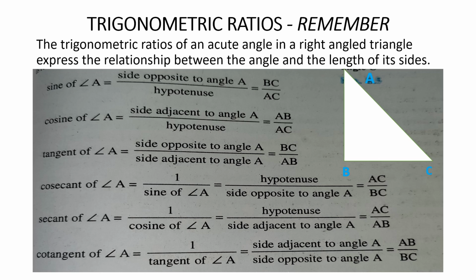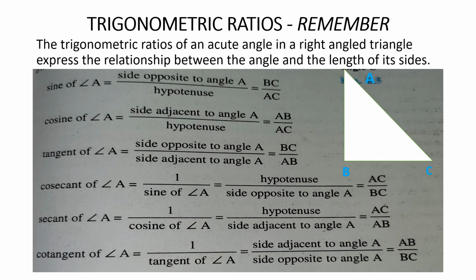Cosecant of angle A is 1 upon sine or hypotenuse upon opposite side, which is equal to AC upon BC. Secant of angle A is 1 upon cosine or hypotenuse upon adjacent side, which is equal to AC upon AB. And cotangent of angle A is 1 upon tangent, which is equal to adjacent side upon opposite side or AB upon BC.